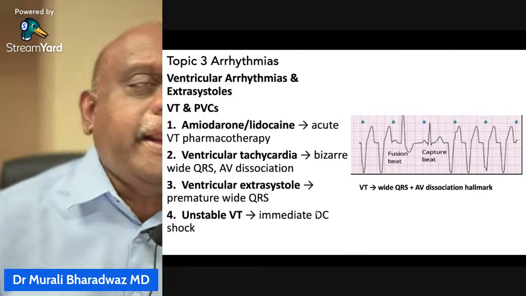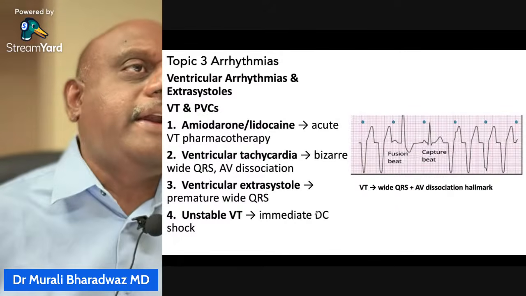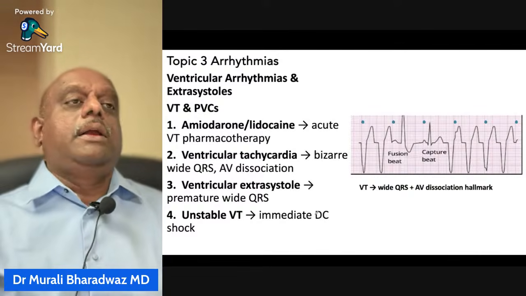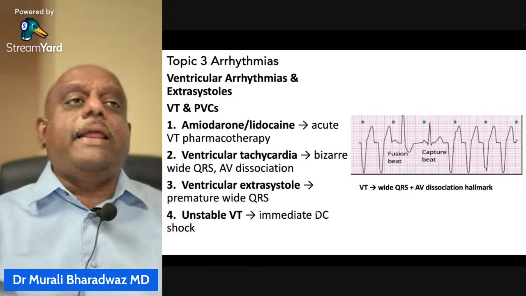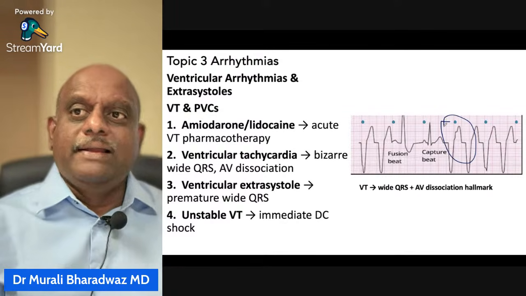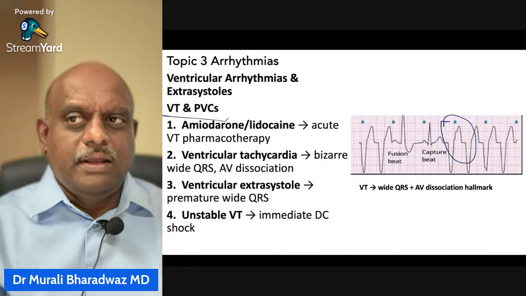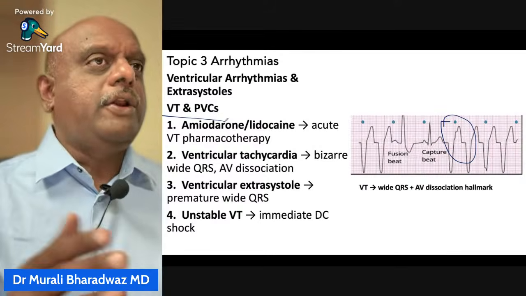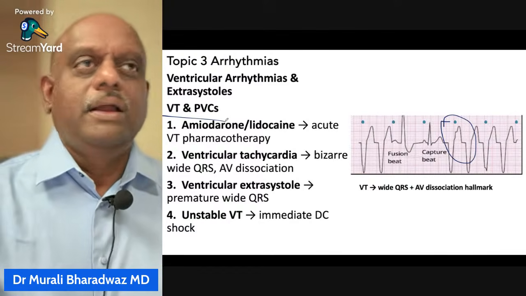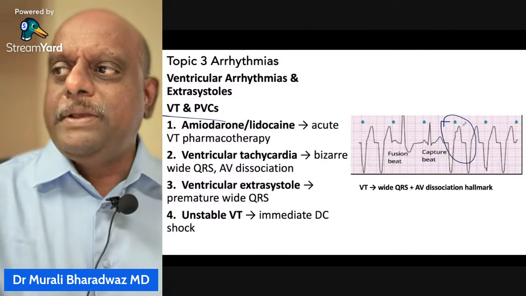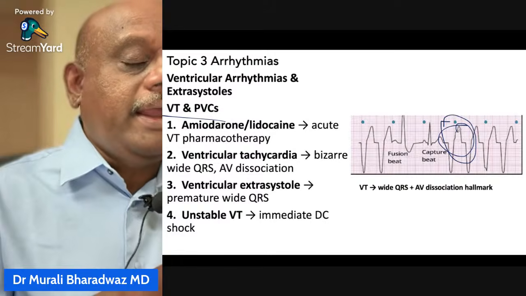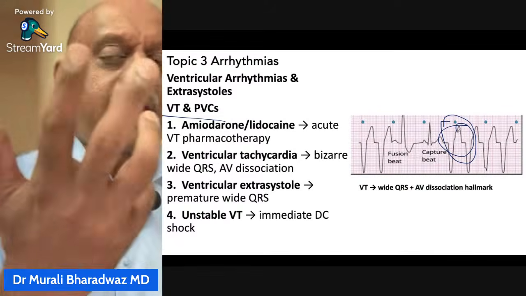Now, doctor, ventricular arrhythmias are a favorite area for the examiner. Whenever there is any ventricular tachycardia or premature ventricular complexes like what you are seeing here, how do you treat? Acute VT, amiodarone, lidocaine are considered to be the treatment. How do you know there is a ventricular tachycardia? Bizarre shaped wide QRS complexes, presence of AV dissociation, they're all indicative of ventricular tachycardia.